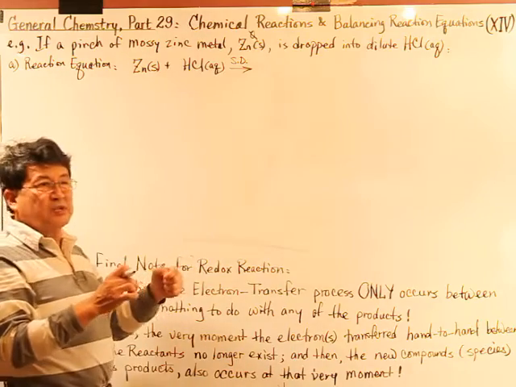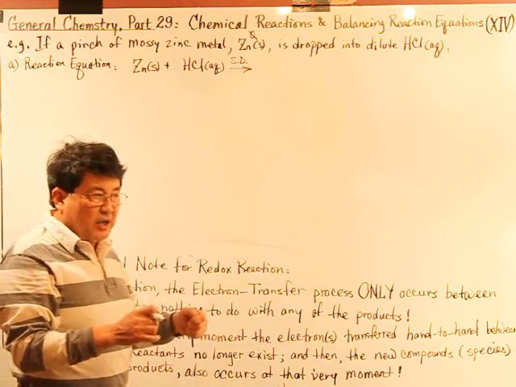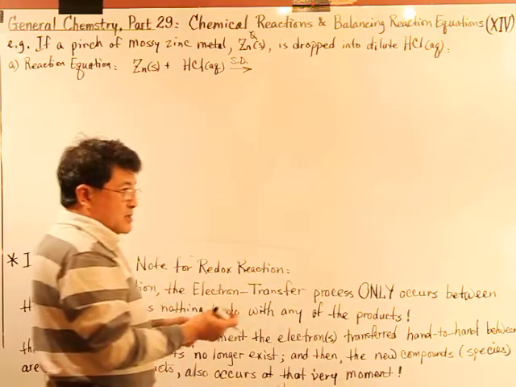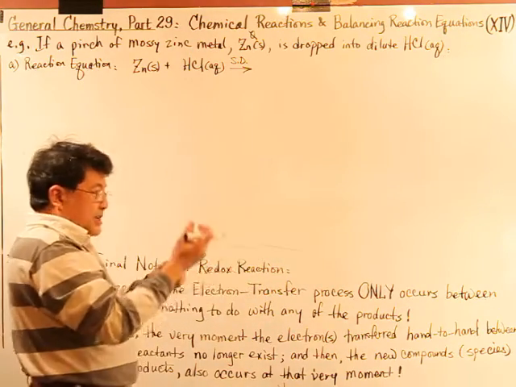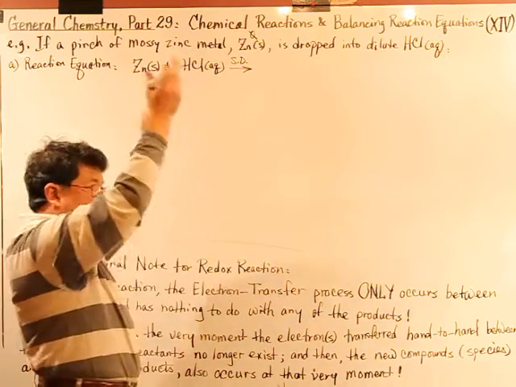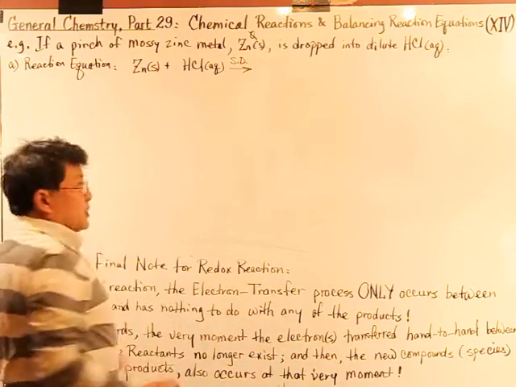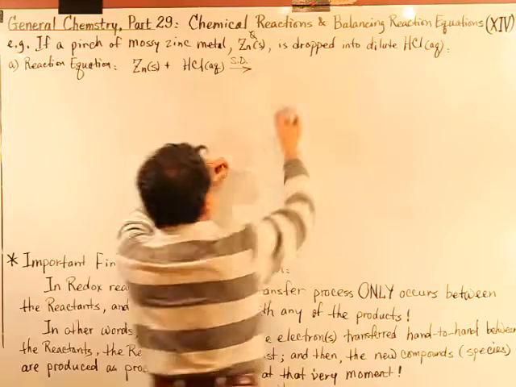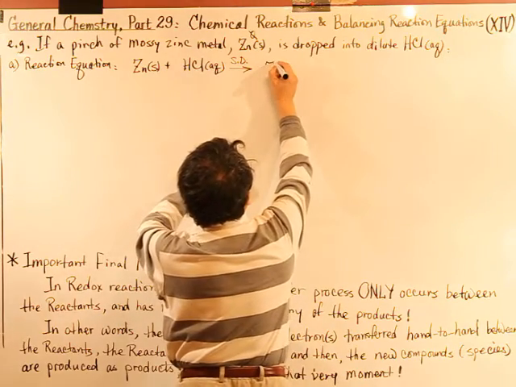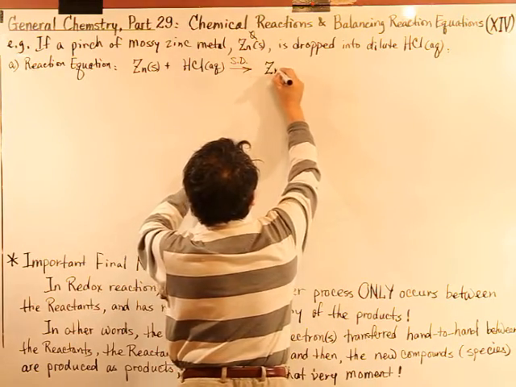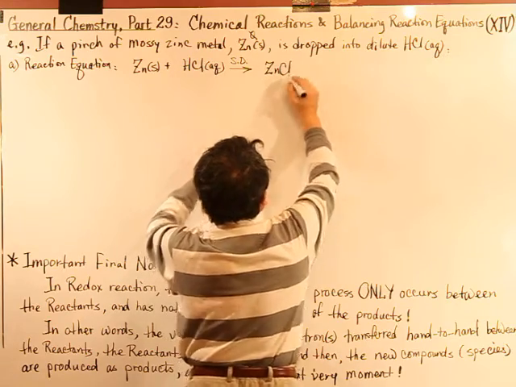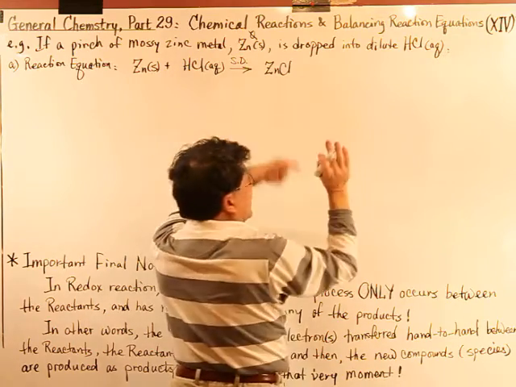The bubble is hydrogen gas, a diatomic molecule. It bubbles out of the solution because it is less dense, evolves into the air, and can no longer go back into the solution, so it is irreversible, right? So the product is zinc chloride. I'll put the subscript down there, you tell me, right?